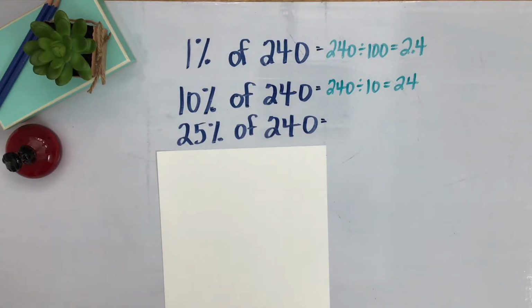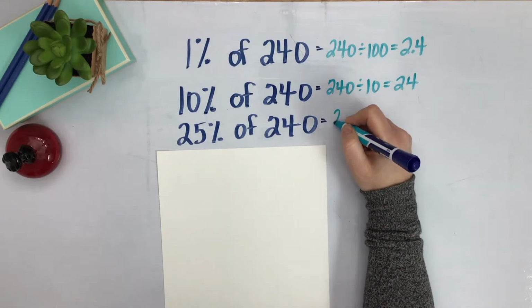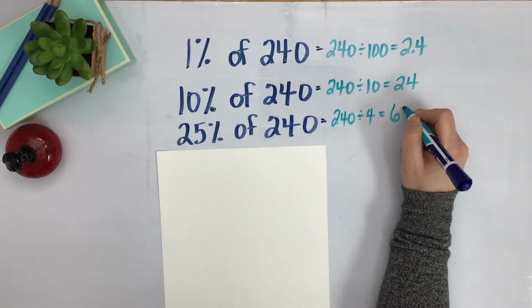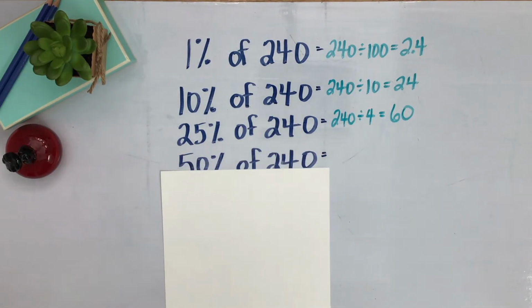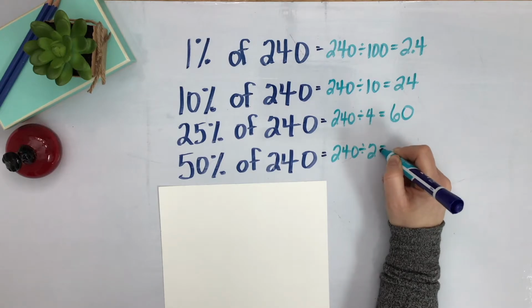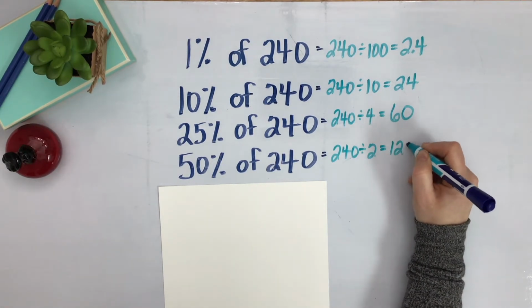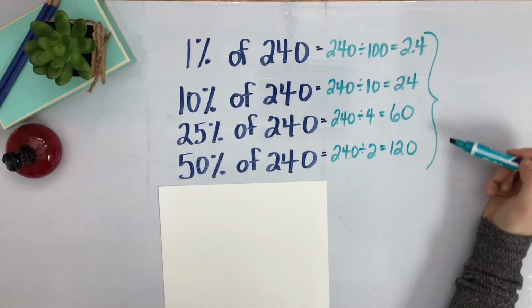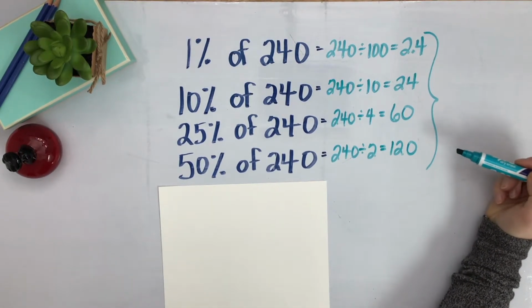25% of 240. 25% simply means 1/4. To find 1/4 of something, I have to divide it by 4. So 240 divided by 4 equals 60. 50% of 240. 50% simply means 1/2. And to find 1/2 of anything, I have to divide it by 2. 240 divided by 2 is 120. So these are what we're calling our benchmark percents. They're easy to find, and we can use them to build any other percent that we're trying to find.